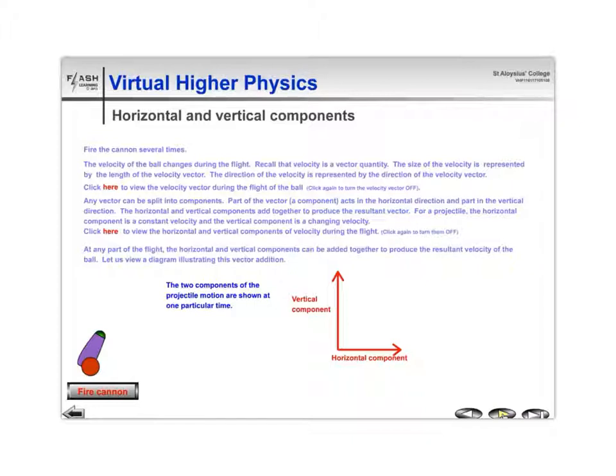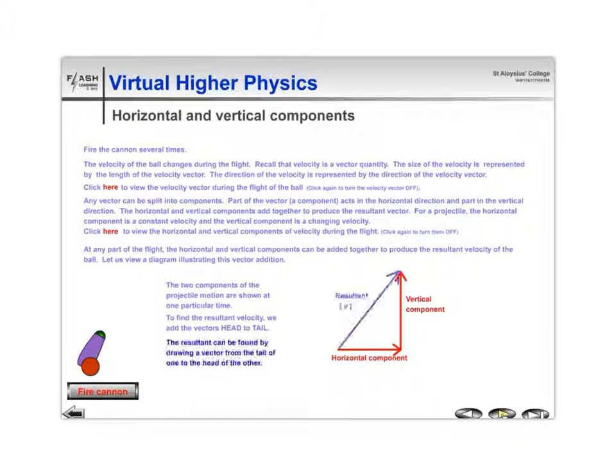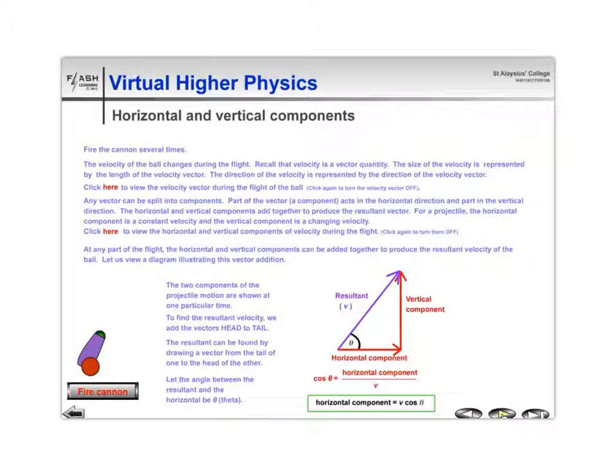Now when we do that, remember we've got to add nose to tail, so we'd slide one along, and we can work out the resultant velocity. If a question just asks for the velocity, then you should assume it means resultant velocity. Now, we can do this either way.